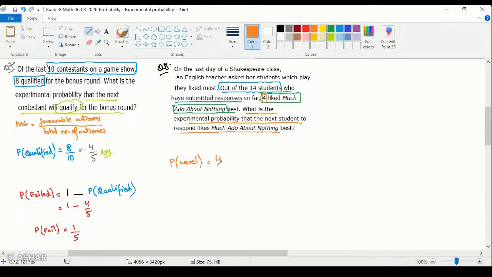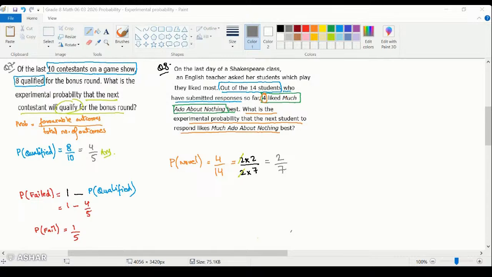4 of them liked it out of the total 14, which can be simplified. 2 times 2 is 4, and 2 times 7 is 14. 2 is common, and the final answer comes out to be 2 upon 7. Agreed? That means 2 out of 7 students would like it. Okay, let's move ahead. Let's look at another example.